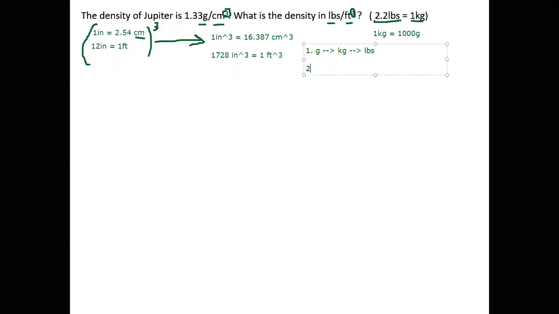In the second step, we're going to take centimeters cubed, convert it to inches cubed, and convert it to feet cubed. So this is the denominator that we'll be working with. First we're going to convert the numerator, the grams, to pounds. In the second step, we're going to convert the denominator from centimeters cubed to feet cubed. So we're going to do it in 2 steps. Again, there are multiple ways you can do this. So I'm going to draw my train track.